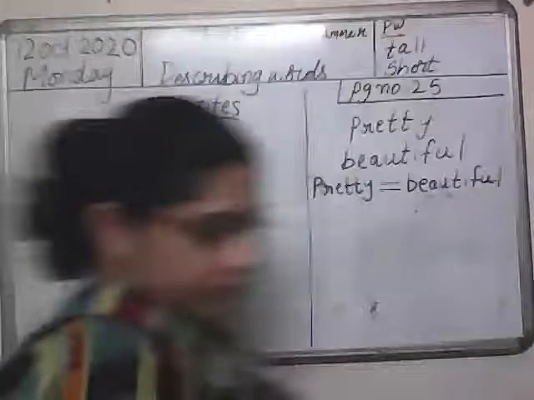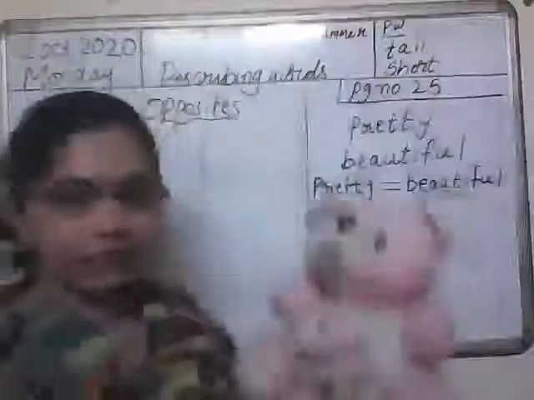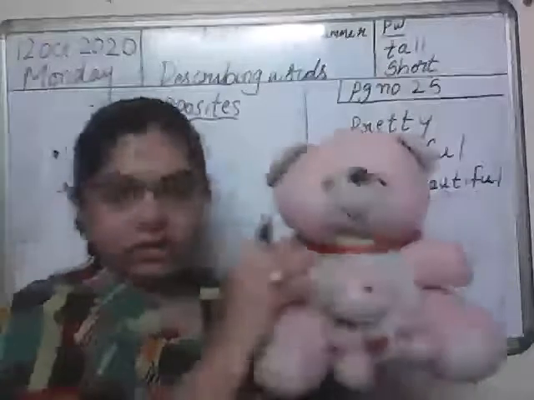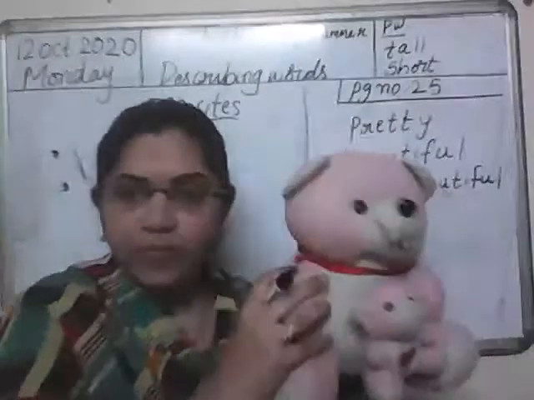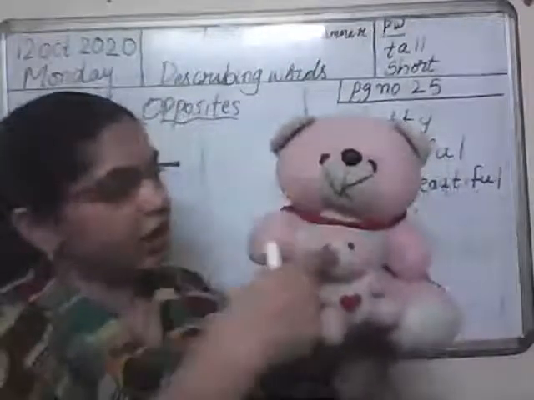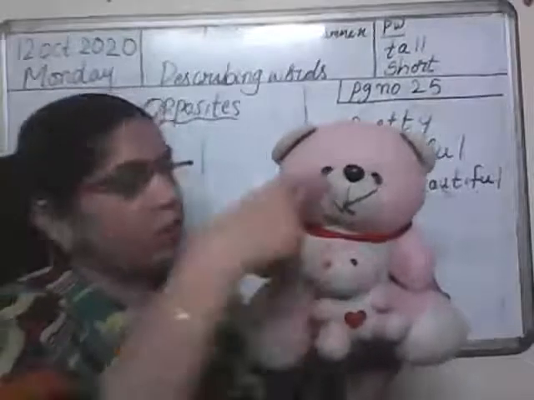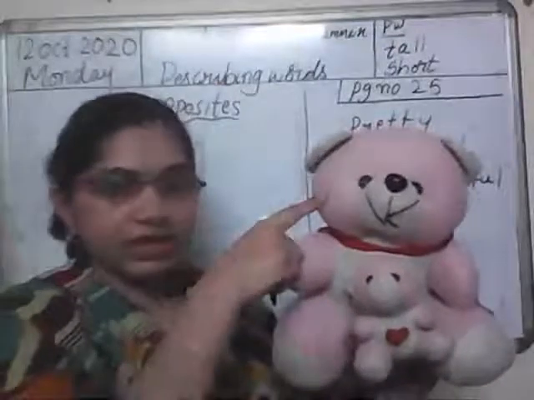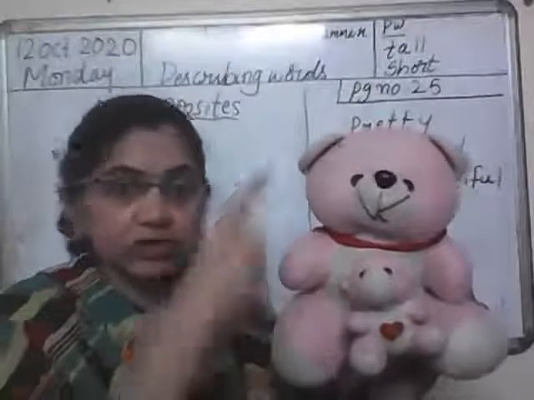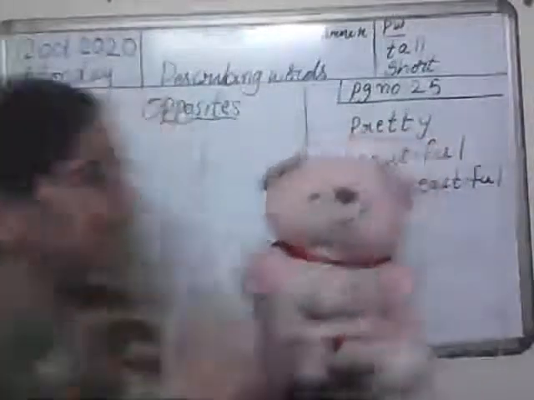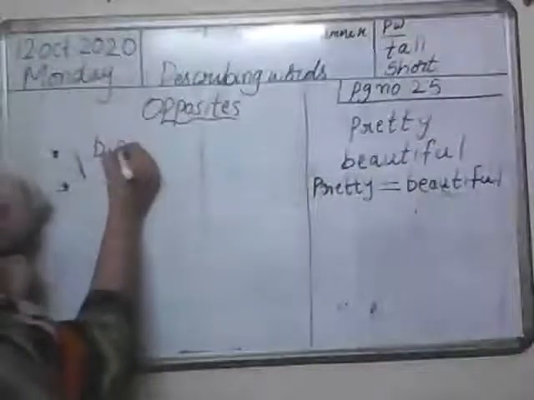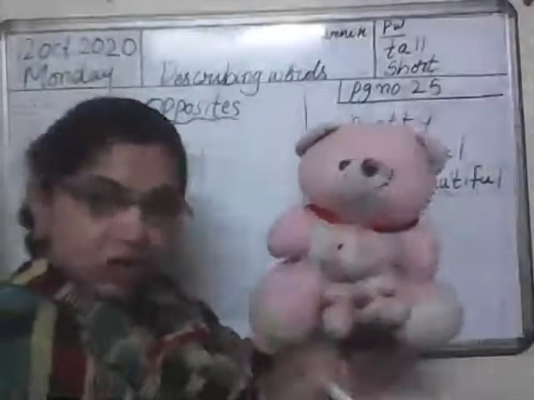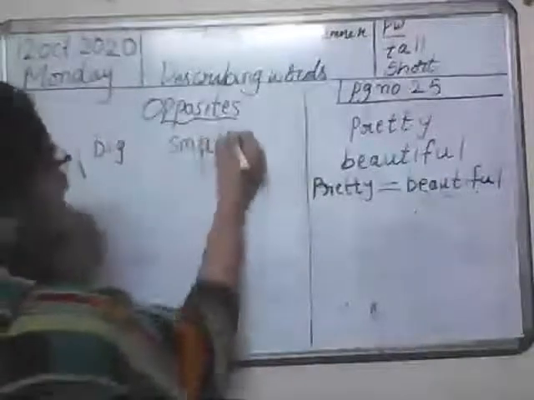Beautiful. Now tell me, I'll show you something. If you look at this soft toy, a bear, you can see that here are two bears. One is big and one is small. This is big, B-I-G, big. And this is small, S-M-A-L-L, small.